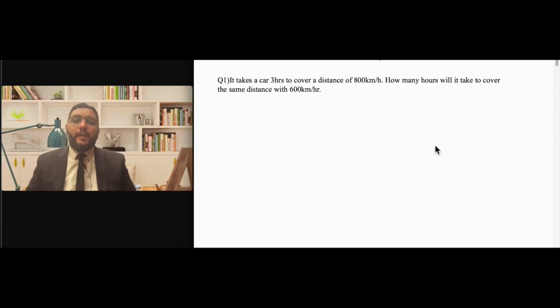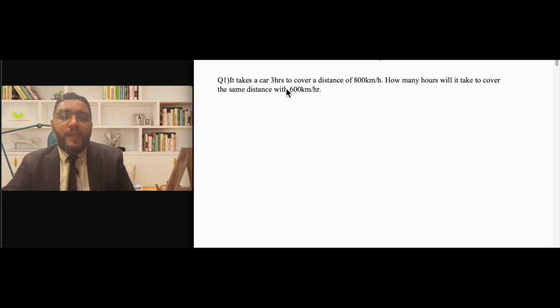It takes a car 3 hours to cover a distance of 800 kilometers per hour. How many hours will it take to cover the same distance with 600 kilometers per hour? So in this question we have a distance of 800 kilometers per hour, and we have 3 hours, so we multiply it times 3. So it would be 800 times 3, which equals 2400.